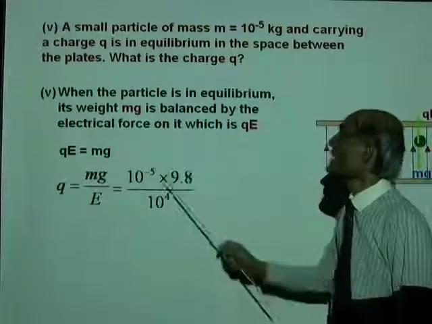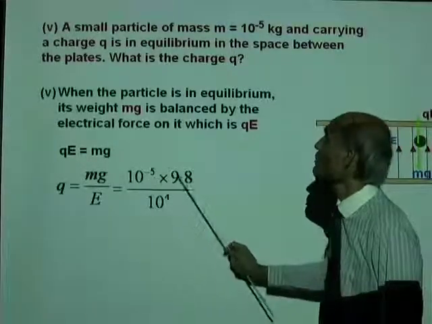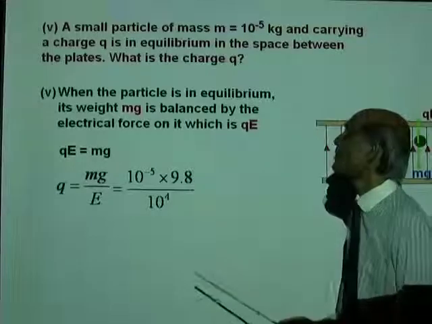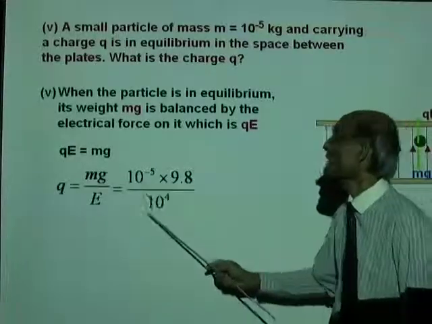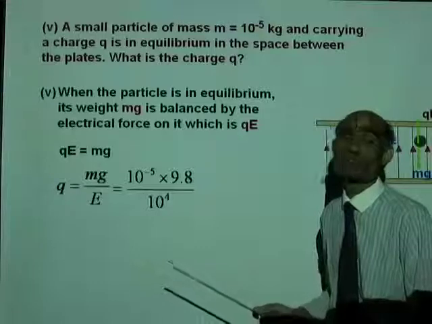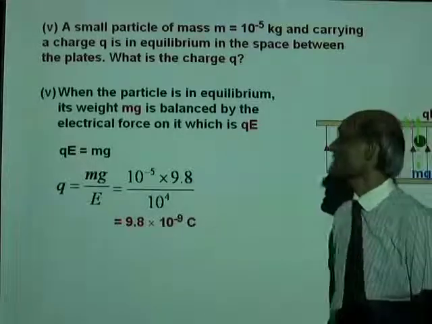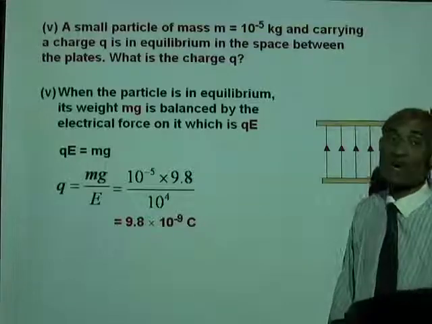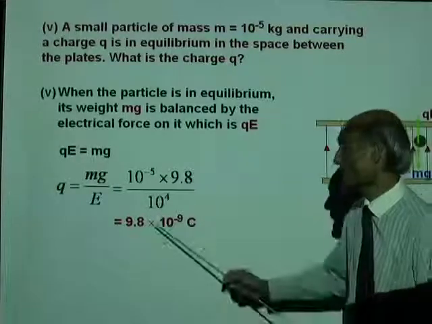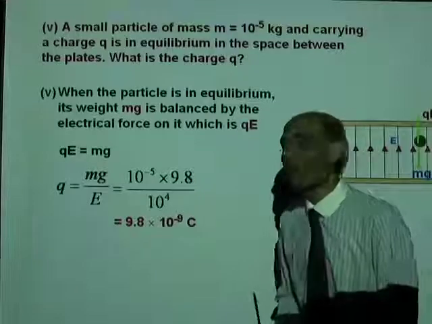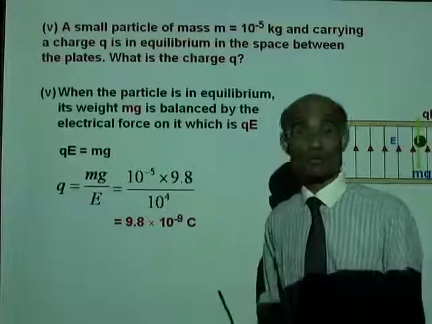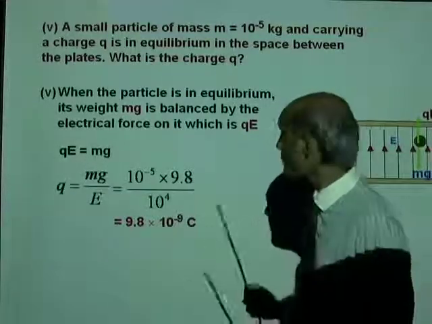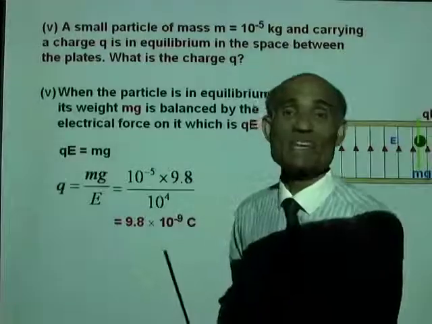And now we have the mass given to us, and g we know is 9.8 meters per second squared, and E is also given to us. So that charge is 9.8 times 10 to the negative 9 coulombs. Well, that means that it will be 9.8 nanocoulombs. Is that right? Okay, I think I'm going to stop this lesson here.